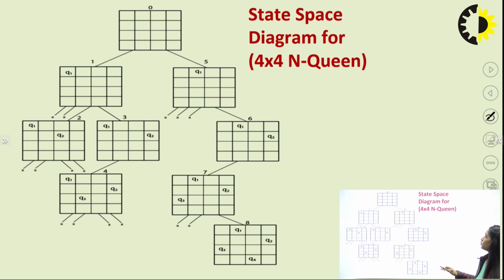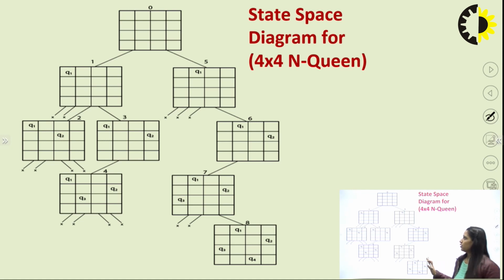So the state space diagram, this is a frequently asked question in the AKTU paper, right? Generally they ask for the state space diagram, so you need to draw this pictorially, this tree, on the paper. So this is very important.